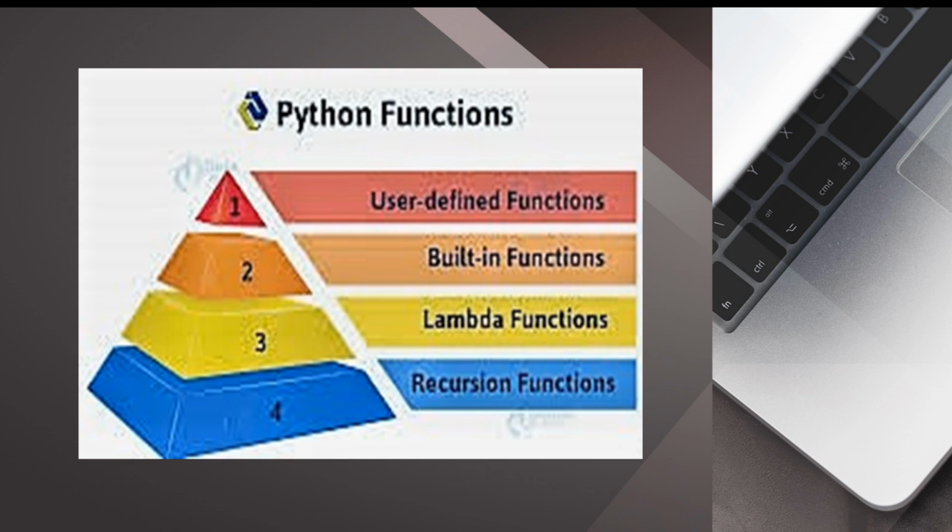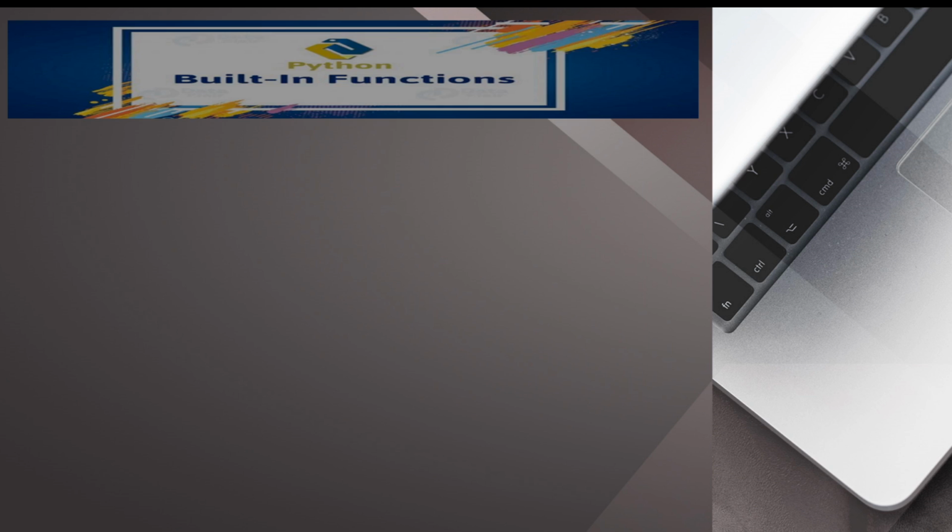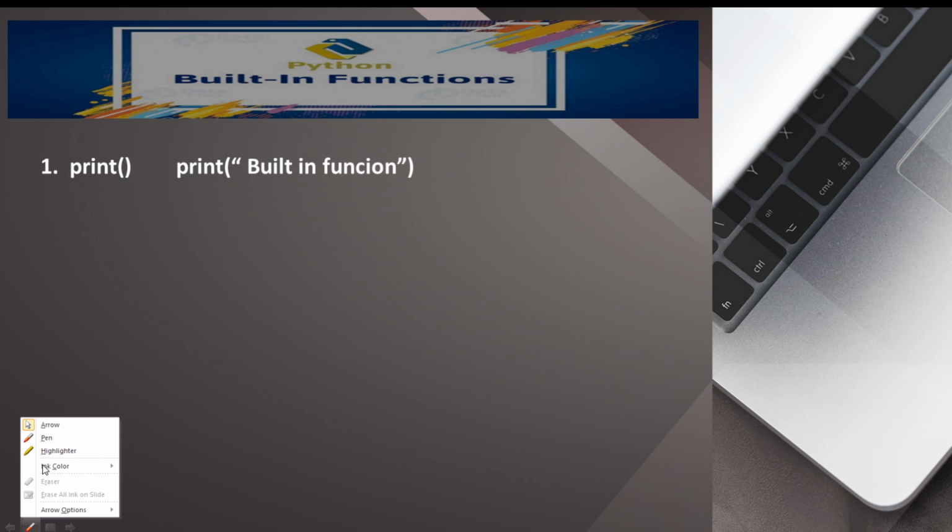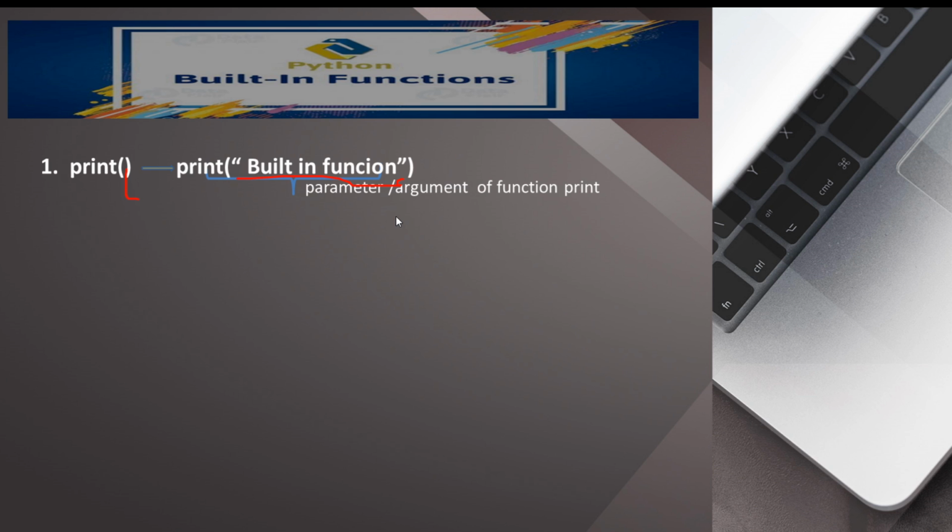So let us see. Inside built-in function we have already read some functions, so I am taking one of it, that is the print function. In print function, here you can see that we have passed one argument, and as well we can skip the argument also. What is the argument here? The value passed inside these double quotes will be known as the argument. So here we can see that no argument is passed, but here we are passing one argument. So these are the parameter, argument, and function.